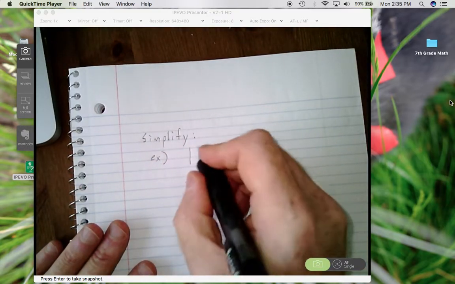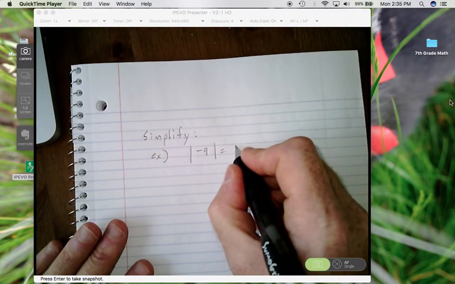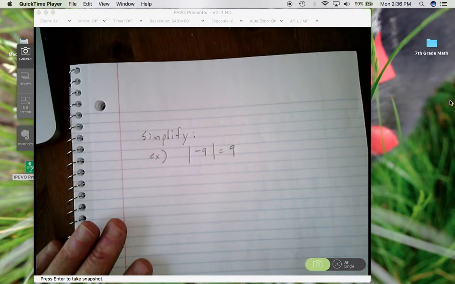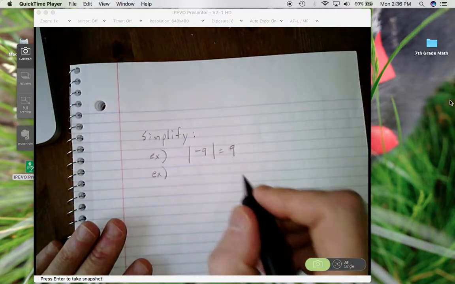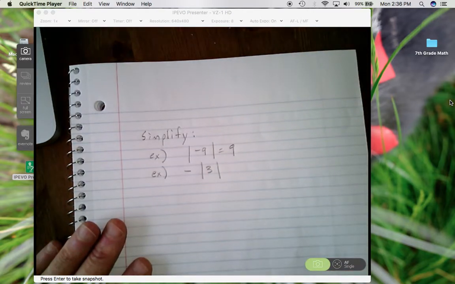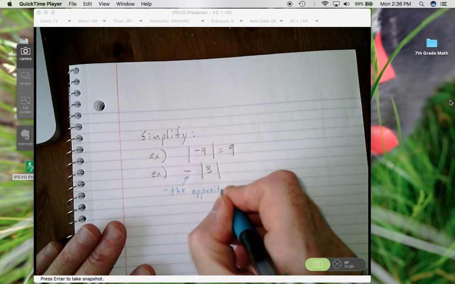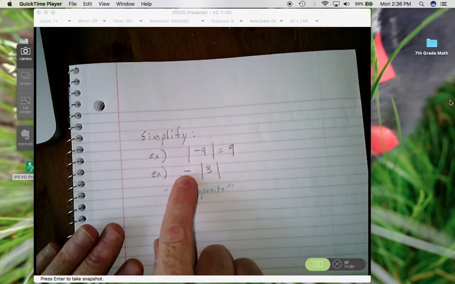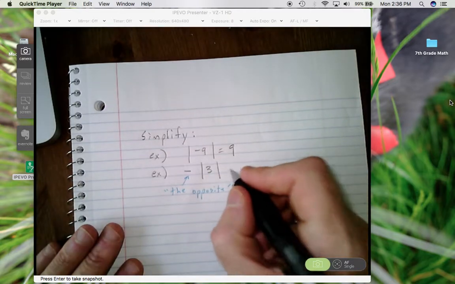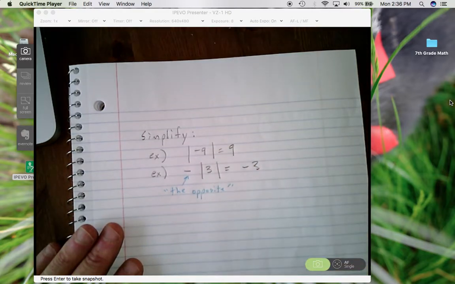So let's say we have the absolute value of negative 9. By now I think most of you will be able to say, well, that's just a 9. Okay? The next one is going to look like this. Negative on the outside, now we have negative absolute value of 3. You can think of this negative sign here as meaning the opposite. So what is the opposite of the absolute value of 3? We have to do the absolute value of 3 first, and that's 3. And if we want the opposite of that, it's negative 3.